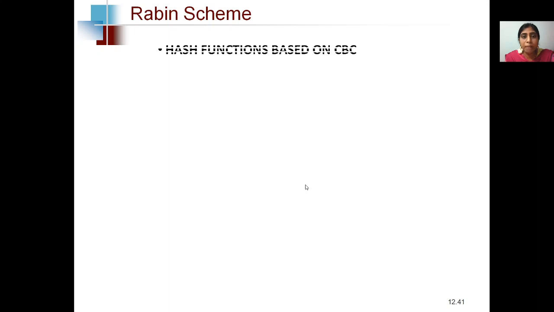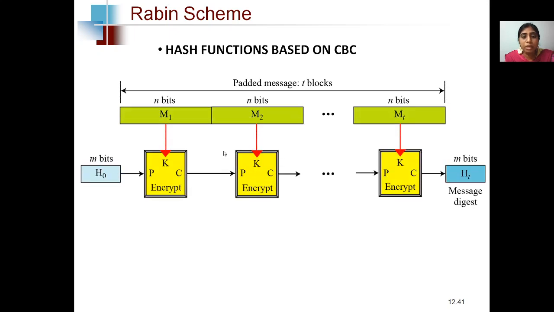Coming to the Rabin scheme, the hash function is based on the cipher block chaining. Here you can see we take t blocks and divide the message into m blocks. At the input we take the initial vector, which we encrypt based on the encryption algorithm, and we get the message digest.